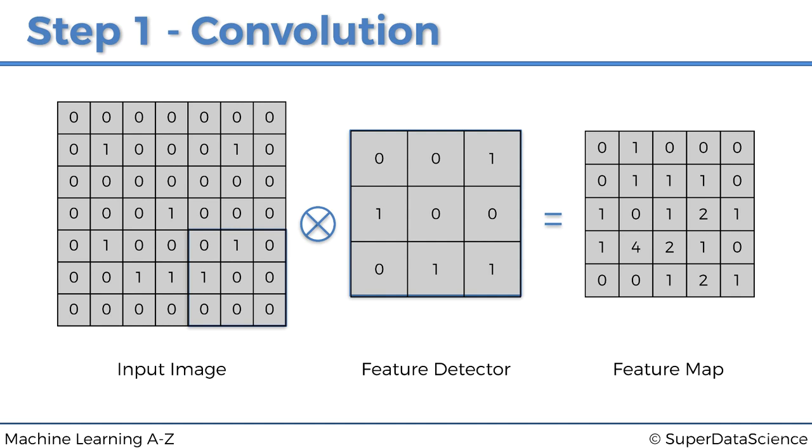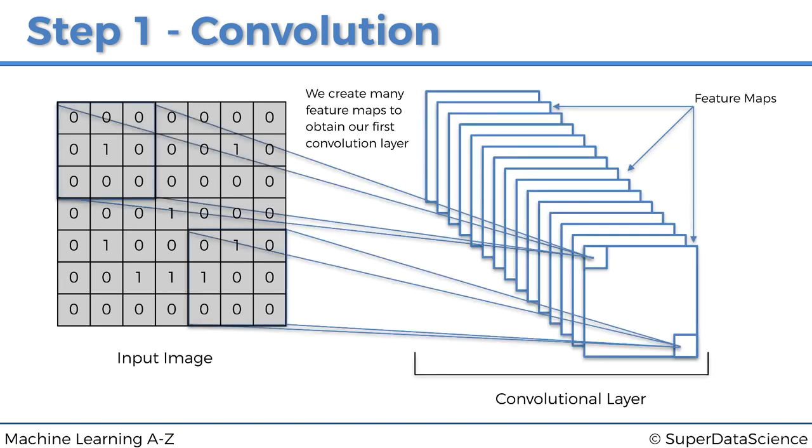This operation here between the input image and the feature detector that results in a feature map is the convolution operation. And so we do this with many feature detectors. We will choose in this first convolution step the number of feature detectors that we create, and therefore the number of feature maps, because we get as many feature maps as feature detectors we use to detect some specific features in the input image. And therefore, eventually we get our first step, convolution, done. As soon as we create these many feature maps, that will form our convolutional layer. And that is exactly what we're going to build here, the convolutional layer composed of all these feature maps.